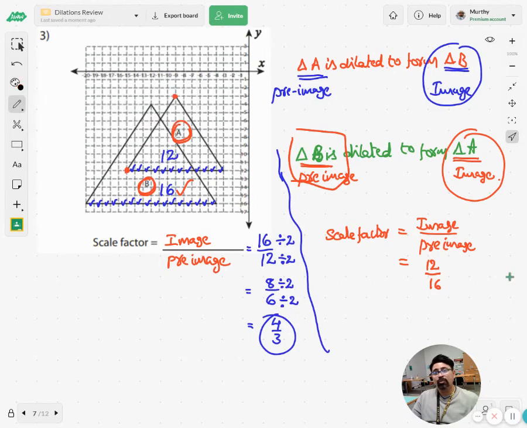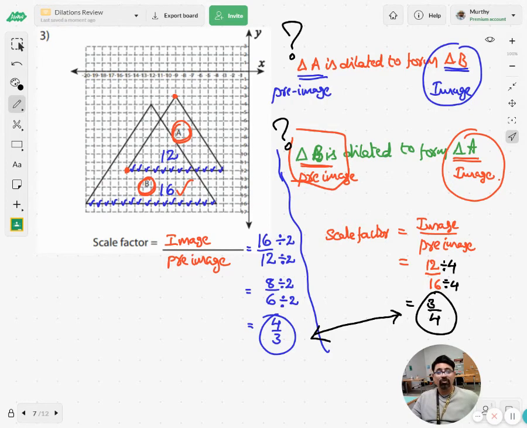Can you divide the numerator and denominator? Of course, you can divide either by 2, but I know that these can be divisible by 4. So 12 divided by 4, 16 divided by 4. Then this is the scale factor. See that here 3 over 4 and here it is 4 over 3. You have to be careful what the question is. Is triangle A dilated to form B, or is triangle B dilated to form triangle A? This is what you have to study carefully.